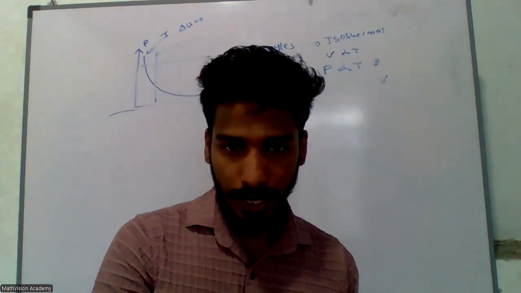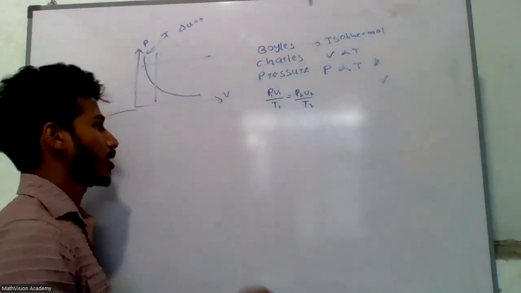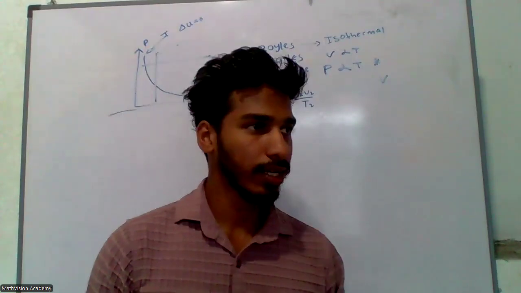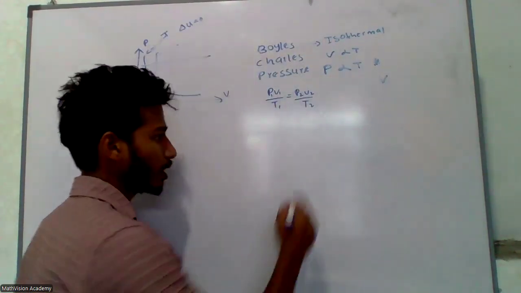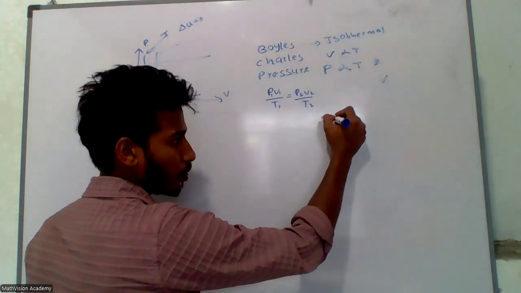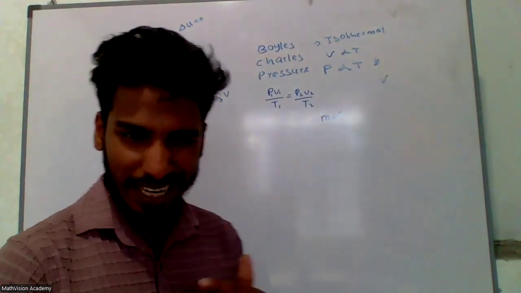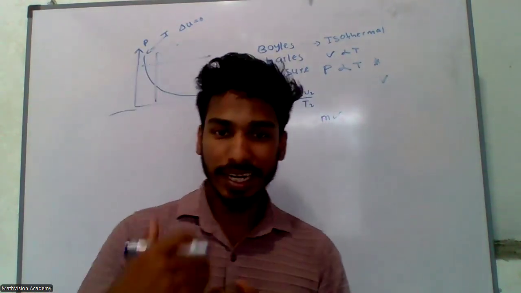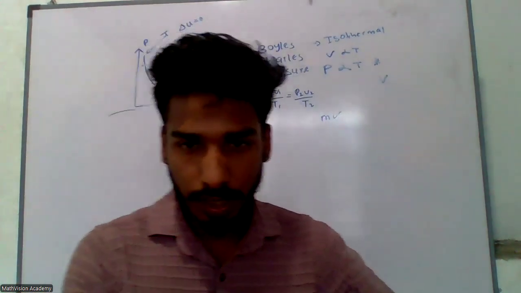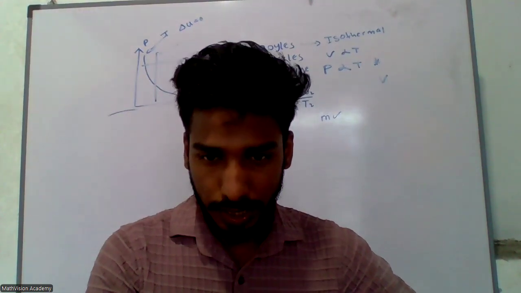So you should understand, if they are saying a statement like, for a fixed sample of an ideal gas, it means the mass of the gas is a constant. So when you are dealing with these questions, just focus on this stuff, because they will indirectly say them. Okay. So let's start today's session then.